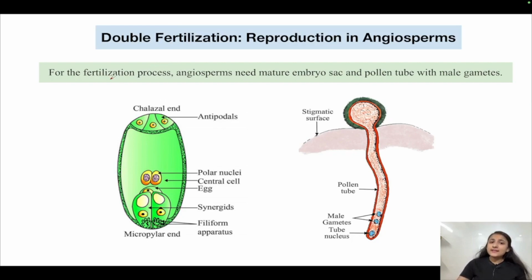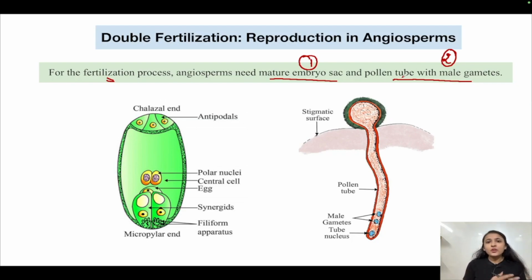Now for the fertilization process in angiosperms, they need a mature embryo sac, number 1 requirement. And the second requirement is the presence of a pollen tube with male gametes. What is fertilization? Fertilization is the fusion of the male and female gametes, right? That is the fusion of the male gamete with the egg cell. So what would be the requirements for it?